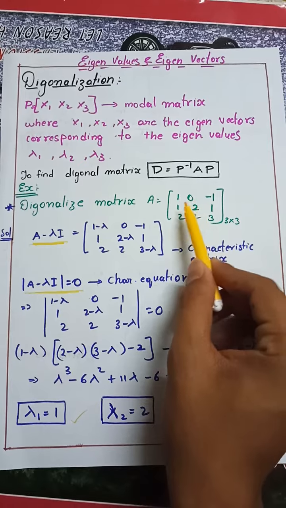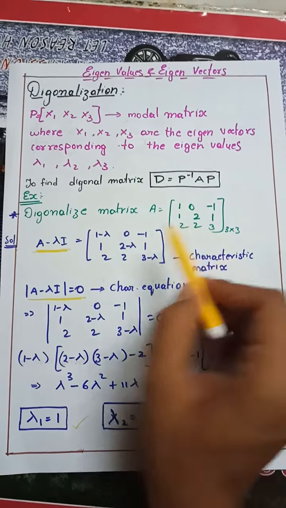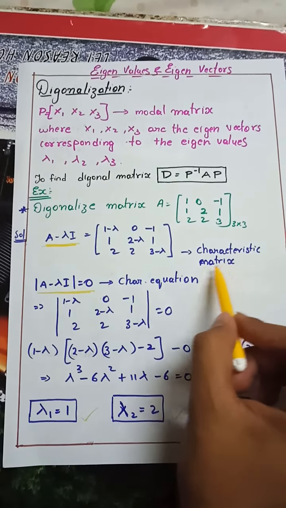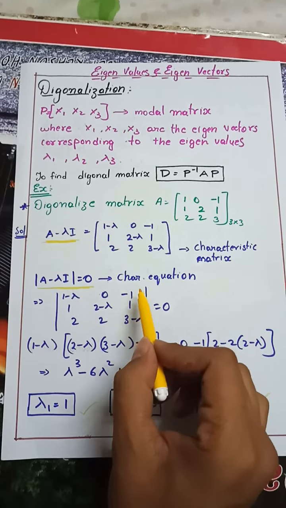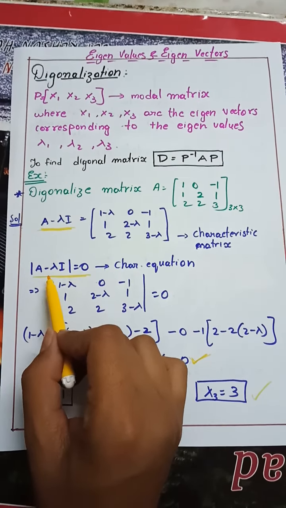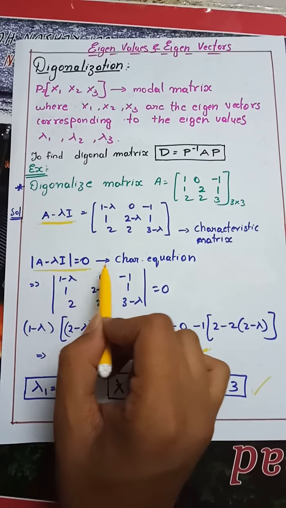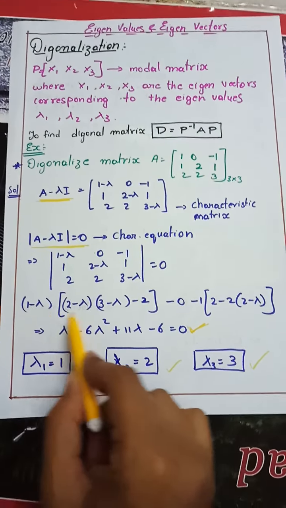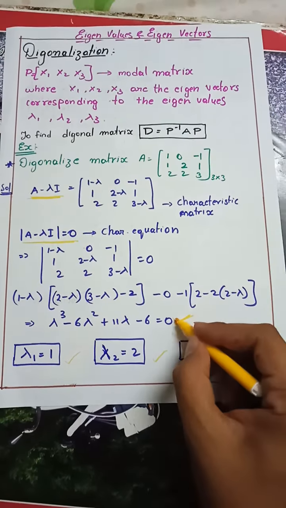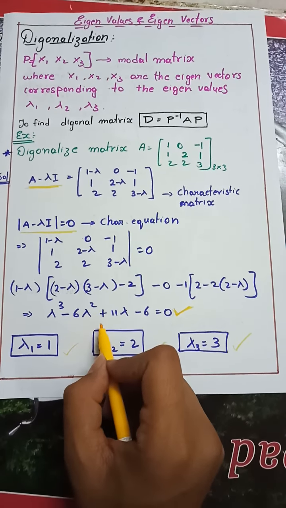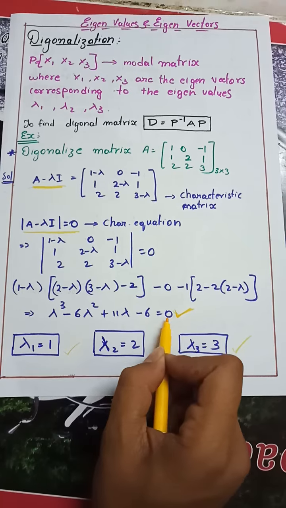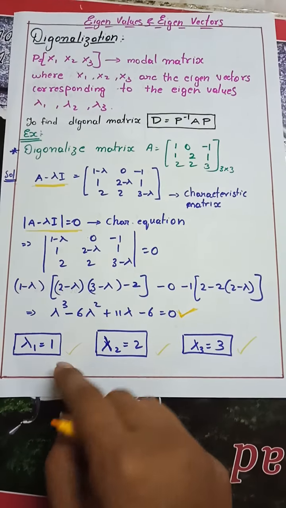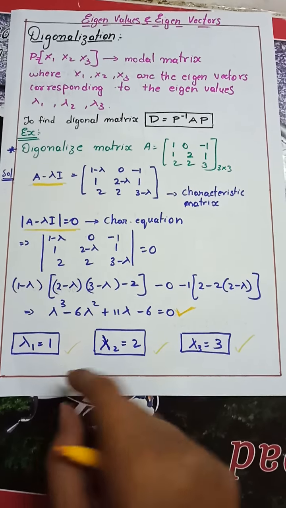Diagonalize matrix A = [1 0 -1; 1 2 1; 2 2 3]. So A minus lambda I is nothing but the characteristic matrix. From this we get the characteristic equation, that is, mod A minus lambda I is equal to 0. Solving it, we get the equation lambda cube minus 6 lambda square plus 11 lambda minus 6 is equal to 0.